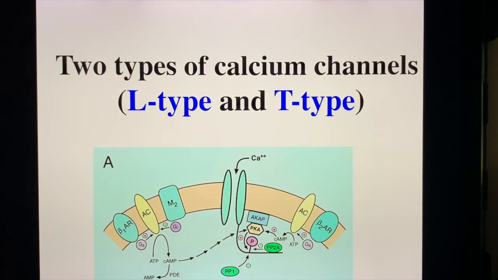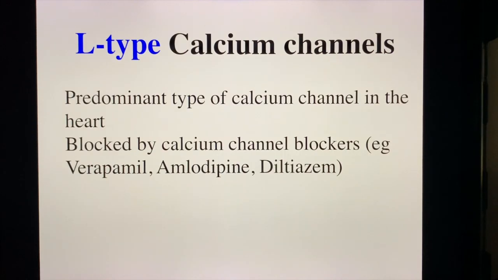Now, memorize this by heart. The cardiac muscle has 2 types of calcium channels. We have the L type and the T type. The L type means long-lasting, T type means transient. Now, the L type calcium channels, memorize this for your exams. What is the predominant type of calcium channel in the heart? It's the L type. So don't forget, the heart is full of letter L, love.